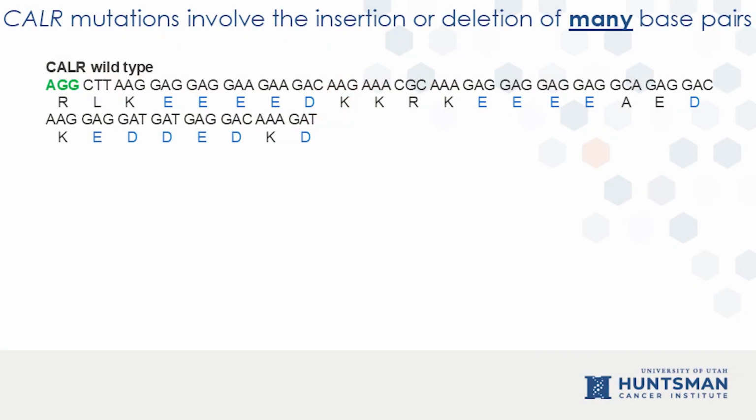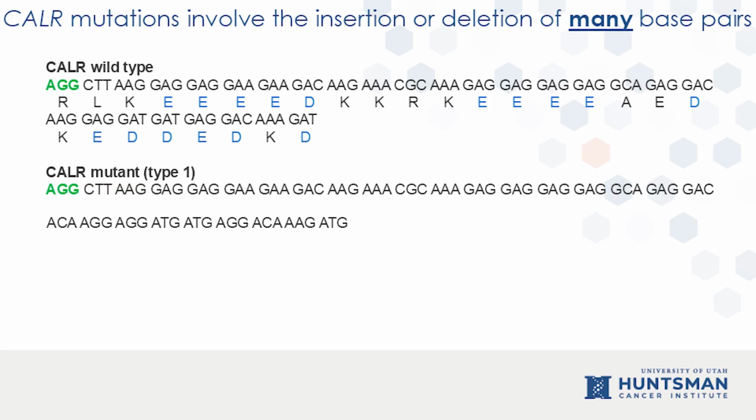So if you look at this CALR wild type sequence here, what I want you to notice is I've marked in blue all of these E's and D's, which are negatively charged amino acids. And the reason those are there in the CALR sequence is because they bind calcium. And that's a really important role for this protein, just to keep cells functioning normally.